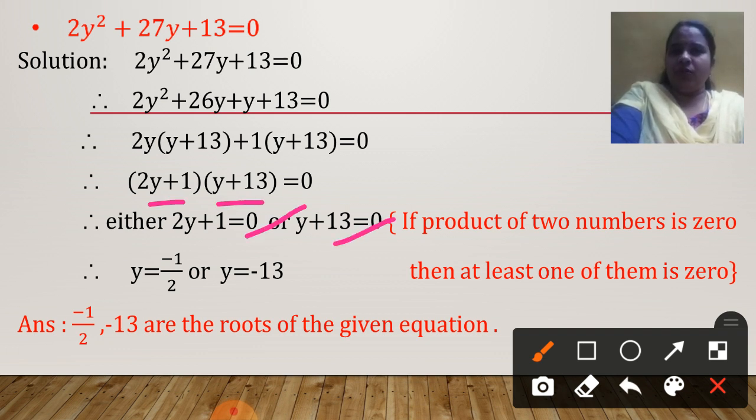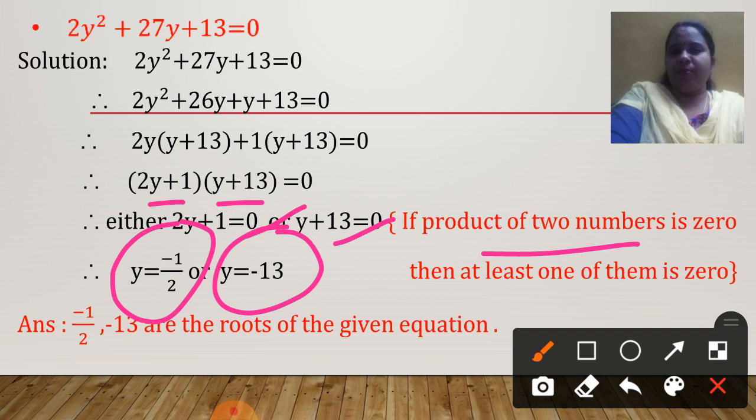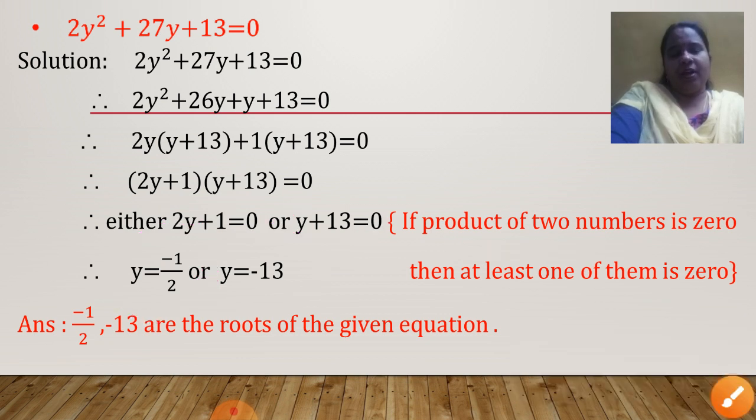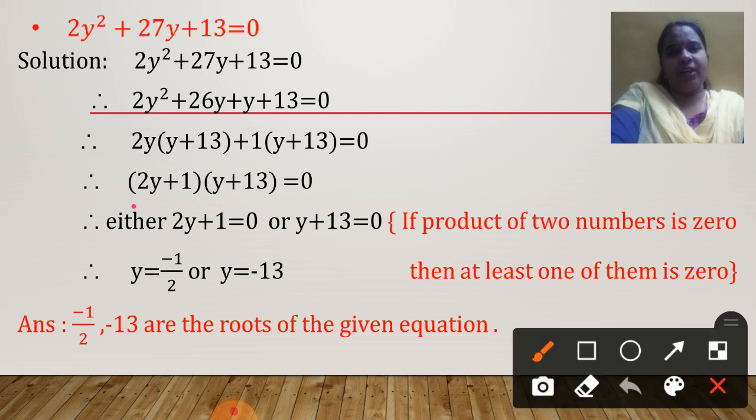Equate it to 0. Same property we are going to use and get the value of y as minus 1 upon 2 and minus 13. I am not explaining it in detail because I hope you are understanding the steps. See this one, 2y plus 1 is equal to 0.